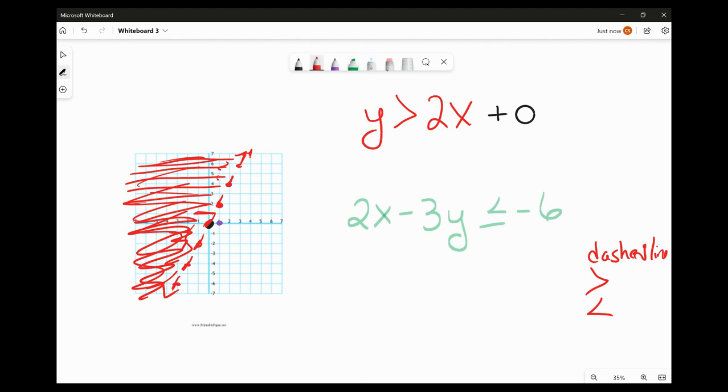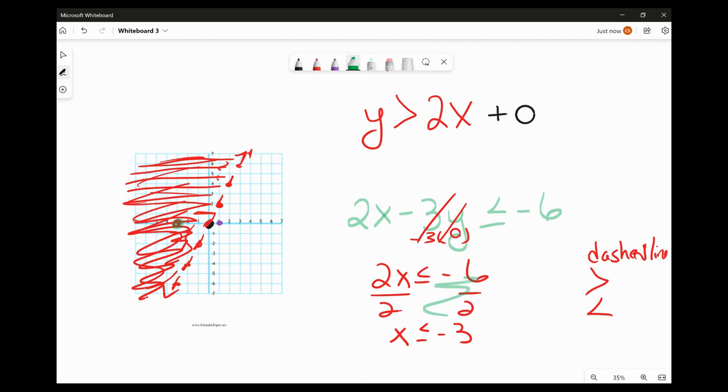So if I plug in a 0 here for y, it would be minus 3 times 0, which would be 0. So that would cancel out. And I would just have 2x is less than or equal to negative 6. And I divide both sides by 2 and get x as negative 3. So I'm going to go over here. My x-intercept, whoops, let's make it green. My x-intercept is negative 3.